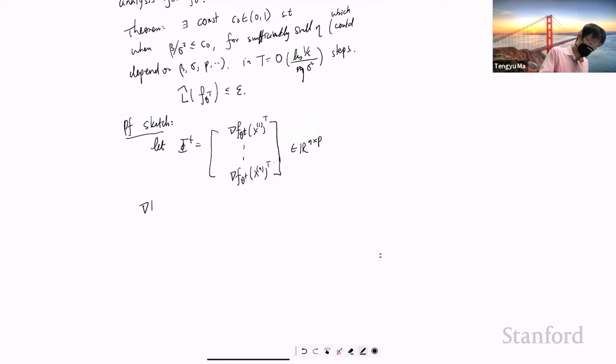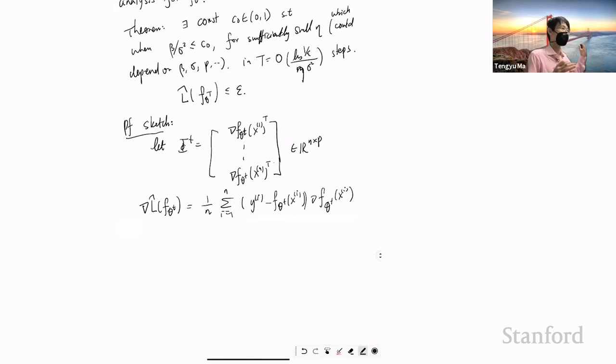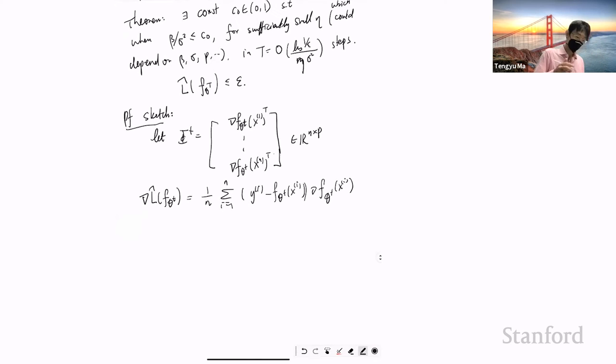So suppose you write out the gradient of the loss function at h theta t. Then what you get is 1 over n. You can do the chain rule, so you get yi minus f theta t xi times the gradient f theta t xi. You can verify this even without using the remark I had. This is just the chain rule.